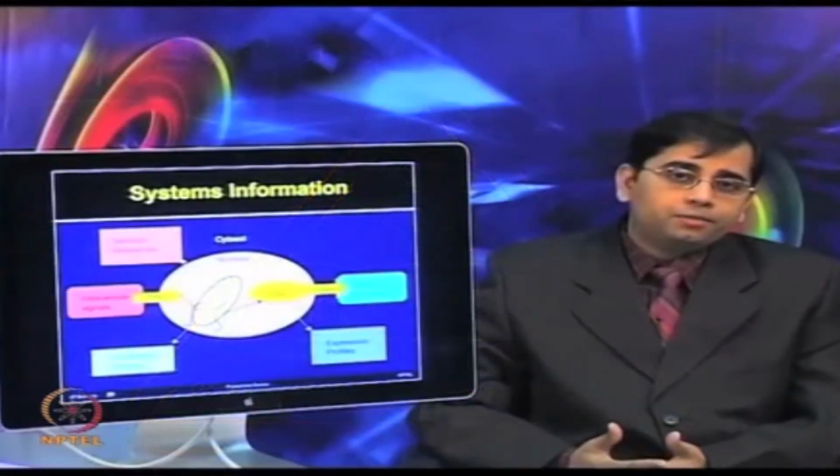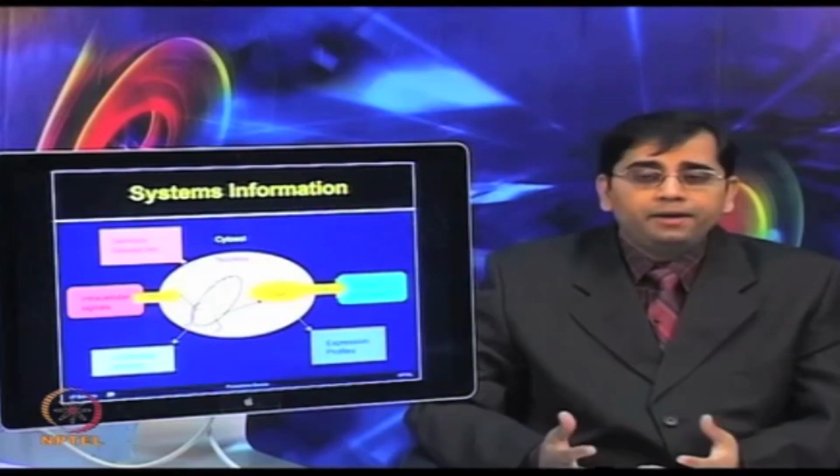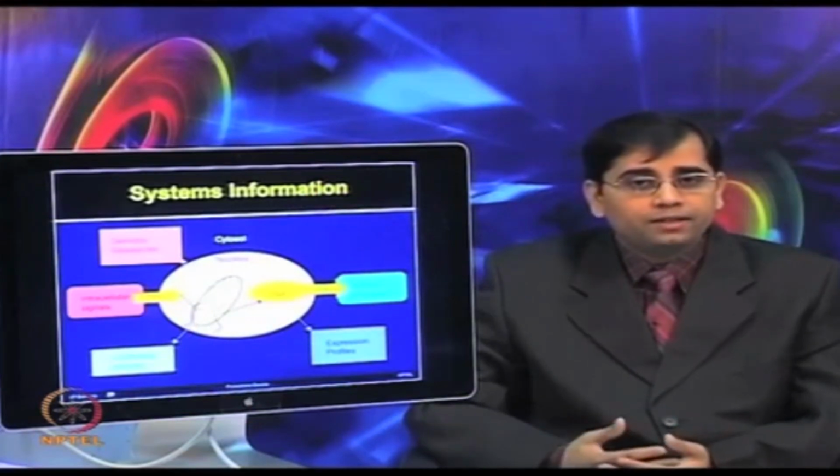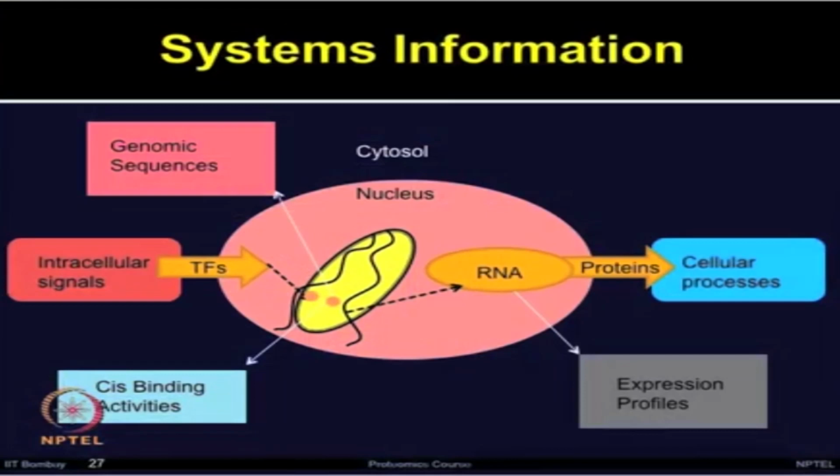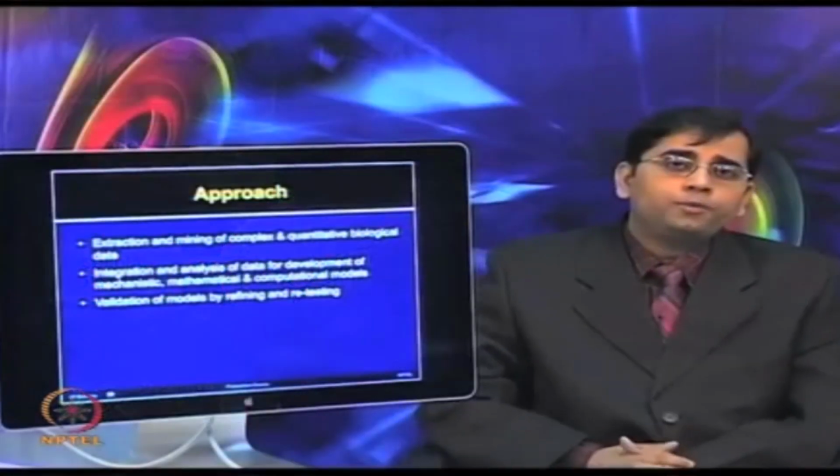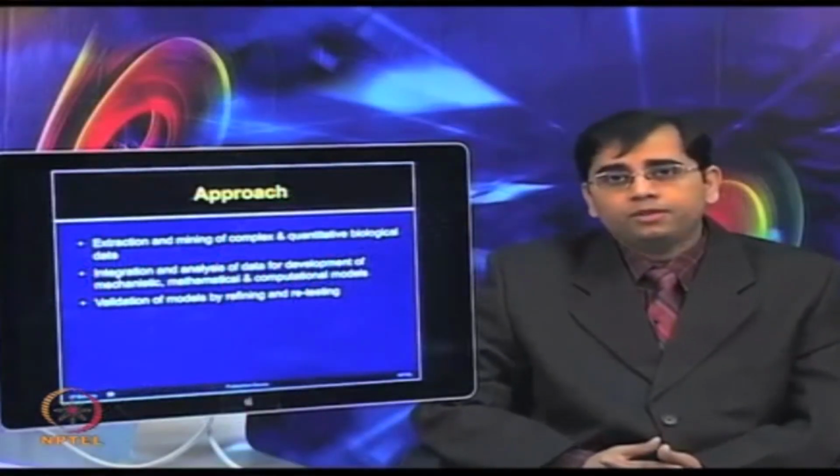Even the simplest system such as a cell can be linked with various properties. Its genome sequences of different molecules, intracellular signals, transcription factors, different types of cis binding activities, the expression profiling of RNA and proteins and different types of cellular processes. So, what approach can one take to study the system?